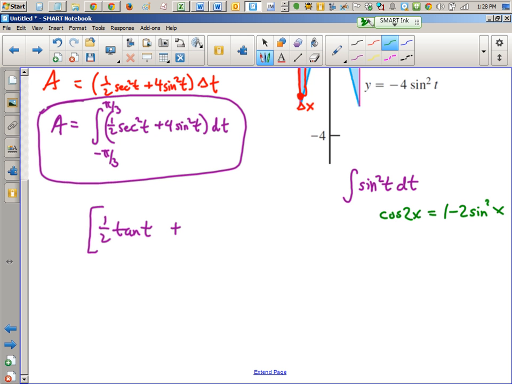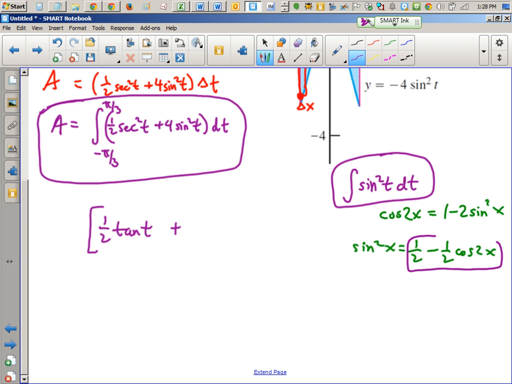Isolate sine squared x. Okay, so if I isolate sine squared x, it would look like this: 1/2 minus 1/2 cos 2x. You know what scared me about this integral was the fact that it was sine squared. But if I rewrite sine squared like this, I'm not scared of it anymore.